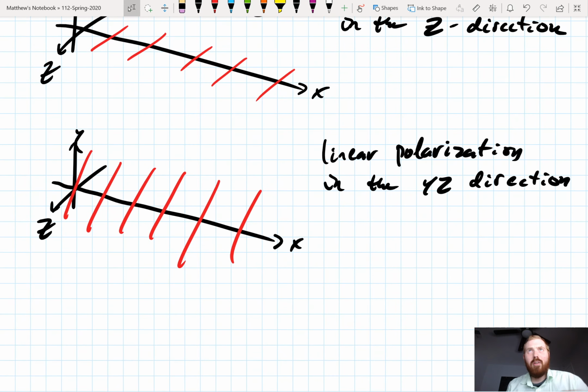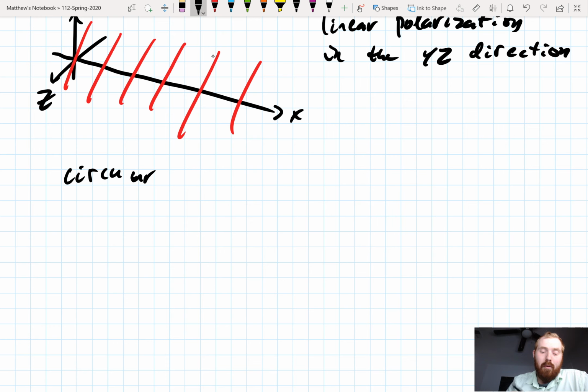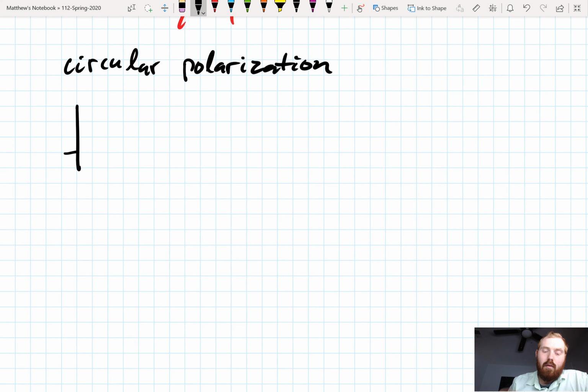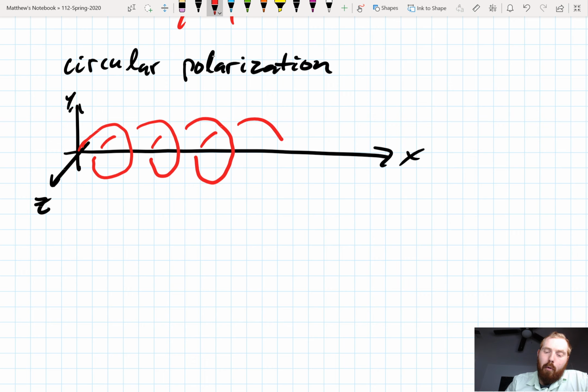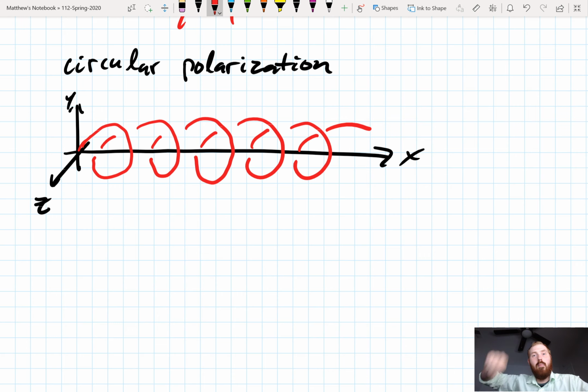We could have a circular polarization. X, Y, Z. And what does a circular one do? Well, it loops around. It'll be rotating as it propagates down the X direction. So this wave is not only doing this kind of motion, it's doing something like this. It's rotating around as it propagates along.